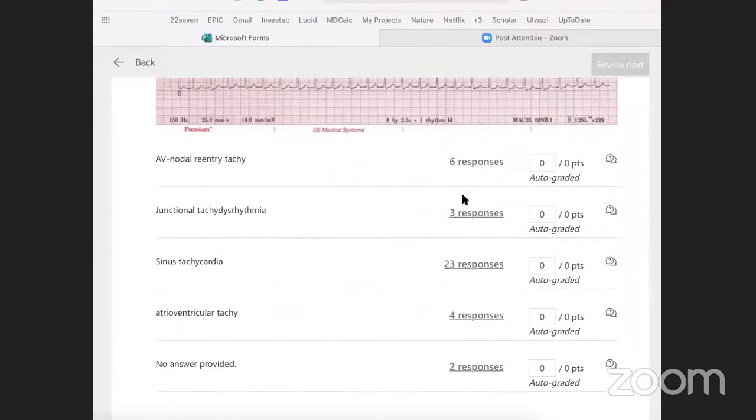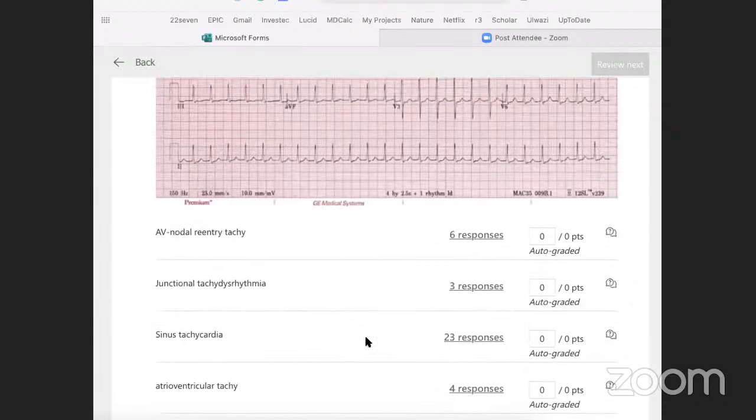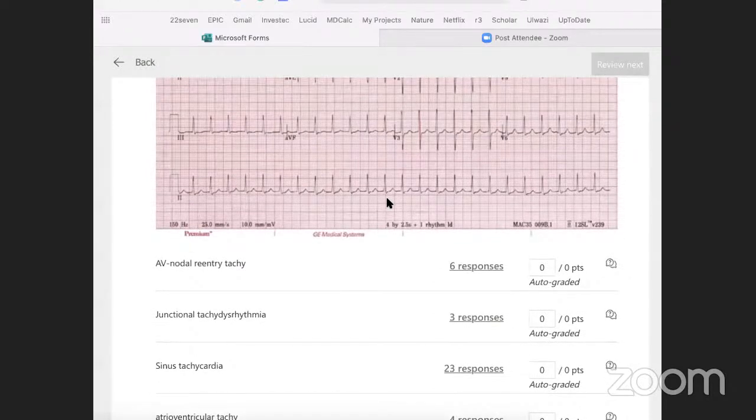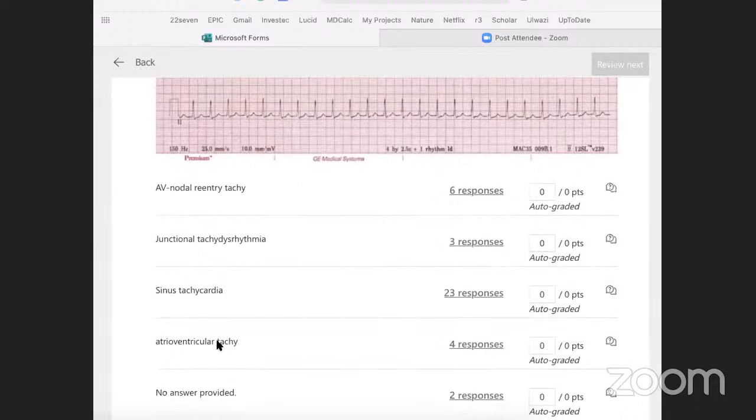And so SVT is what we commonly refer to, but SVT is an umbrella term for AVRT, AVNRT, sinus tachycardia, or sinonodal re-entry tachycardia. And so it's an umbrella term rather than a specific diagnosis. And the key difference here was whether this was going to be a sinus tachycardia or an AV nodal re-entry tachycardia or atrioventricular tachycardia.